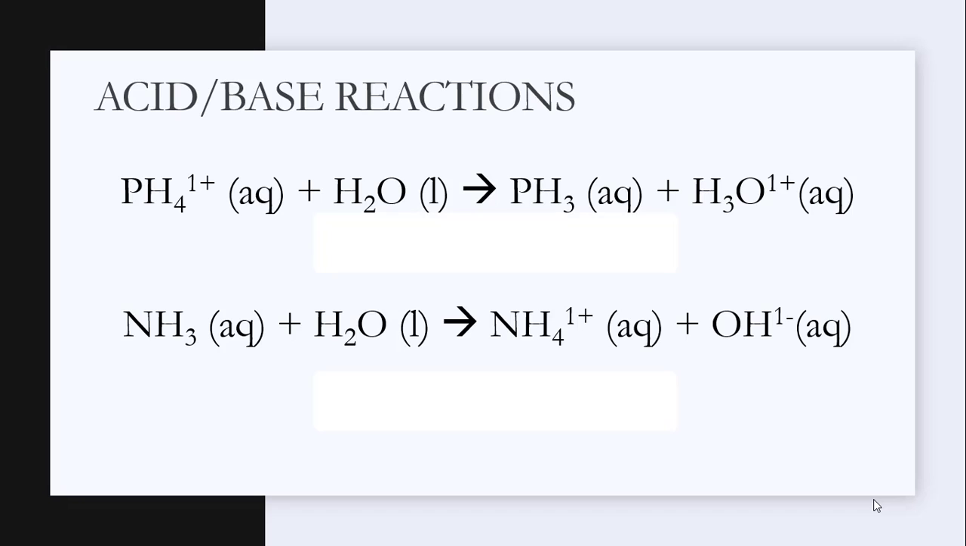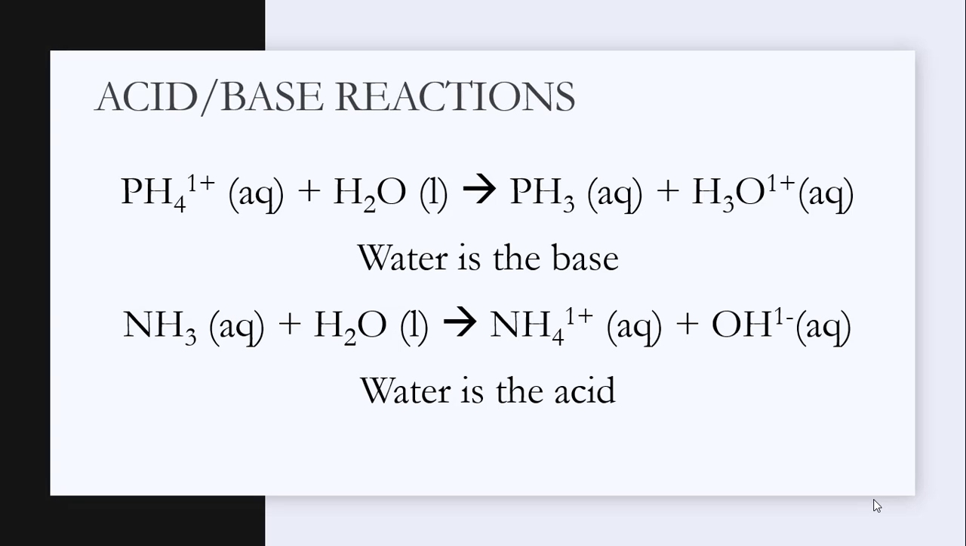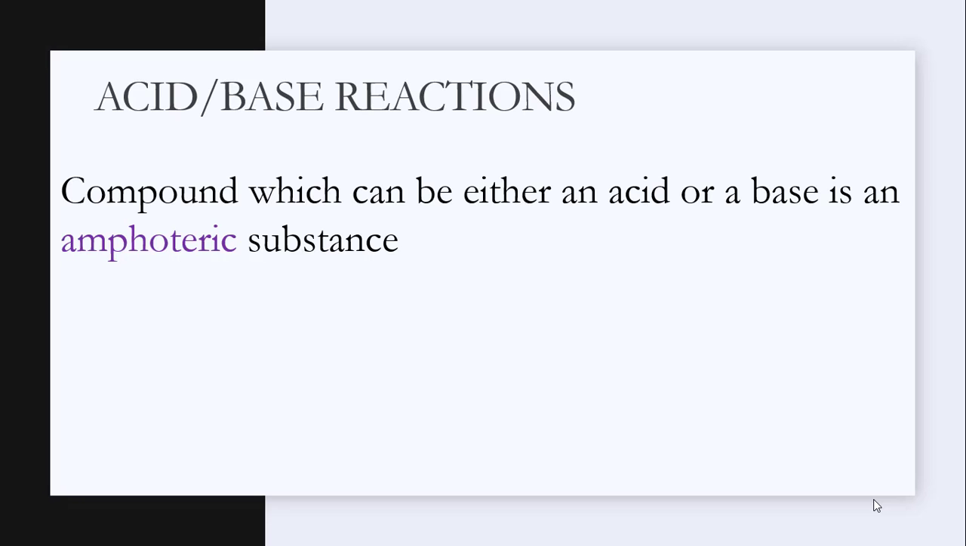So let's take a look at the last two equations. In the first, the water accepted the proton. It was a base. In the second, the water donated a proton. It's the acid. Depending upon the situation, water can be either an acid or a base. Last definition. Any compound which can be either an acid or a base is called an amphoteric substance.